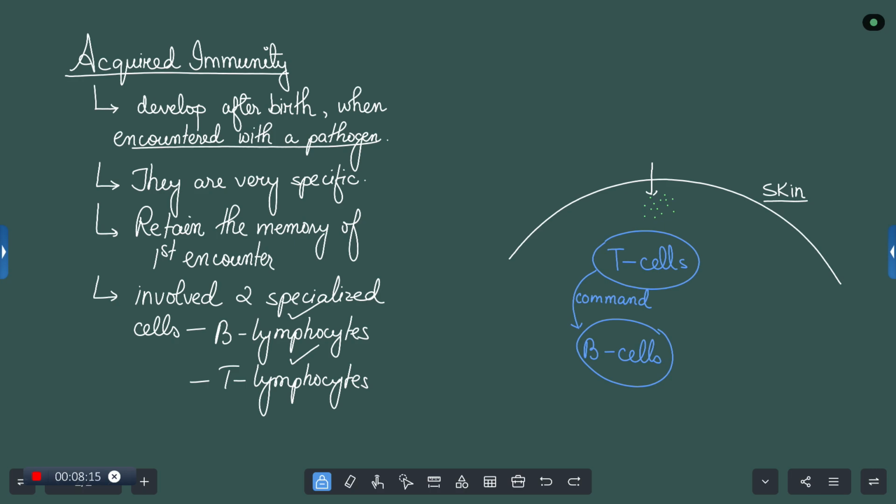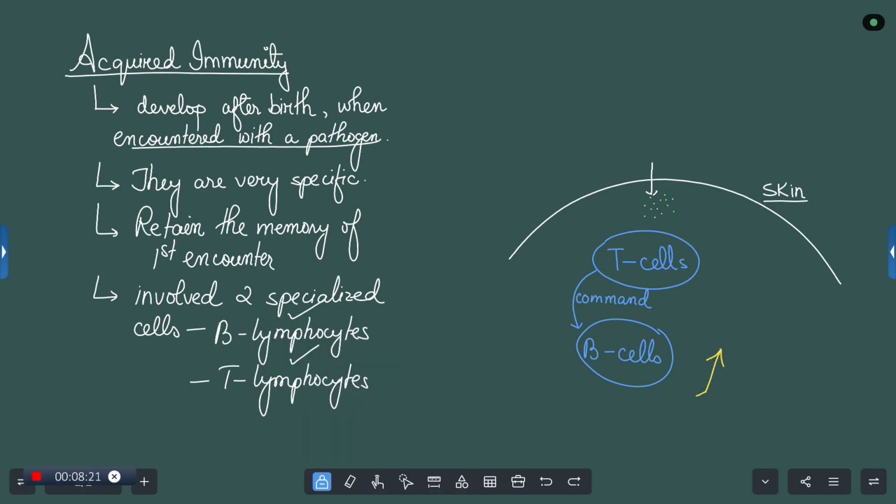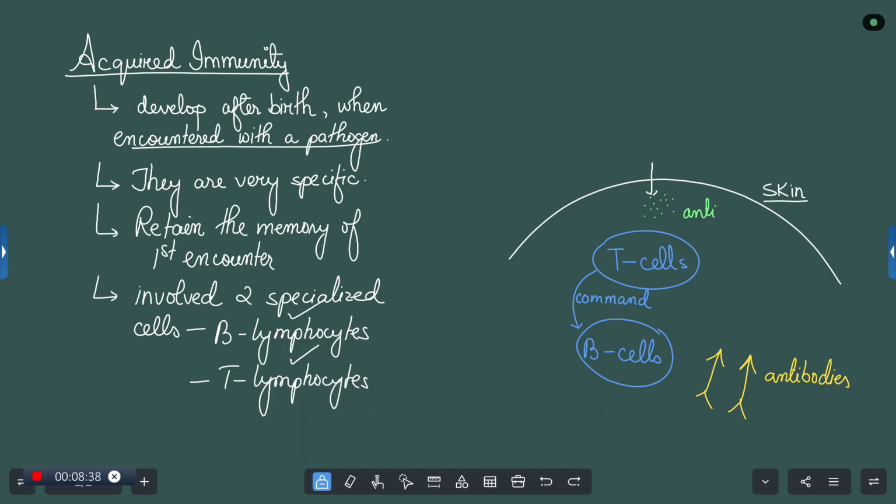Only after getting the instruction from the T cells, the B cells start launching missiles made up of proteins. These proteinaceous missiles are called antibodies. And whatever foreign particles are coming in are called antigens.